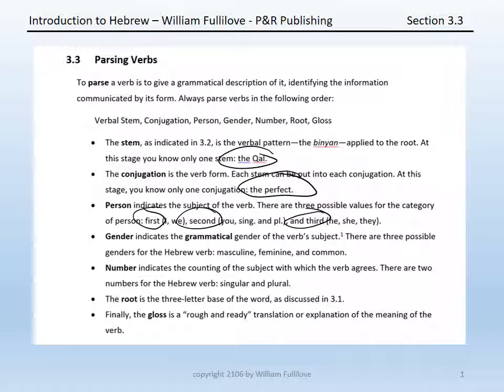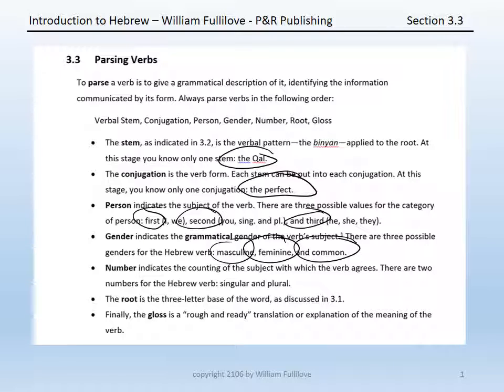The gender of a verb, then, indicates the grammatical gender of the verb's subject. There are three possible genders for a Hebrew verb: masculine, feminine, or common. Do note that a grammatical gender does not always align with a biological gender. Gender in the term that we are using it here is a grammatical category, and even inanimate objects will have a gender.